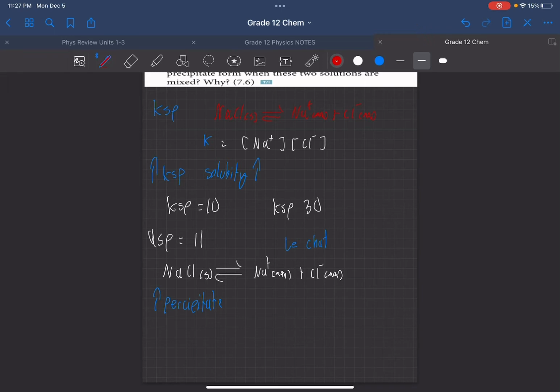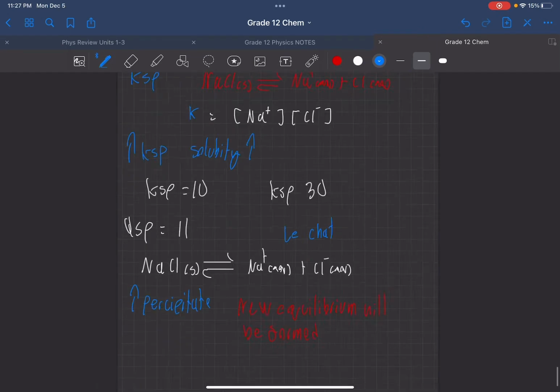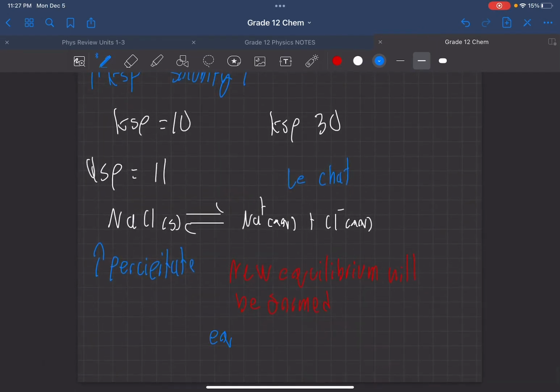So a new equilibrium will be formed. And this equilibrium, we call this saturated. So equilibrium means the same thing, so it is equal to saturated.